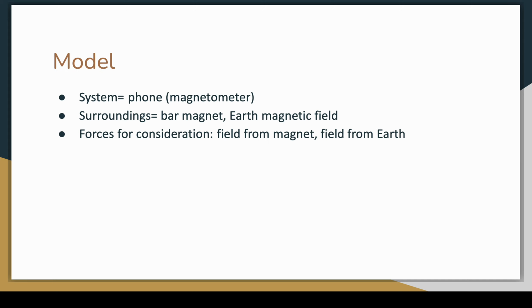Now, the model. The system for this experiment is the phone, or specifically the magnetometer in the device. The surroundings are the bar magnet and the Earth's magnetic field. The forces for consideration are the magnetic field from the magnet itself and the magnetic field from the Earth.